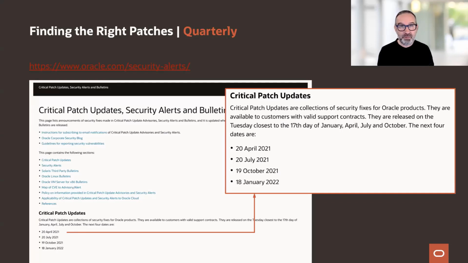When do the patch bundles get released? So the patch bundles get released in a quarterly fashion in January, April, July, and October, always on the Tuesday closest to the middle of the month.